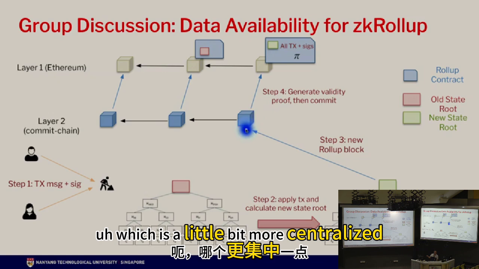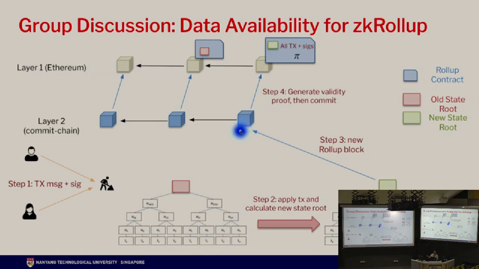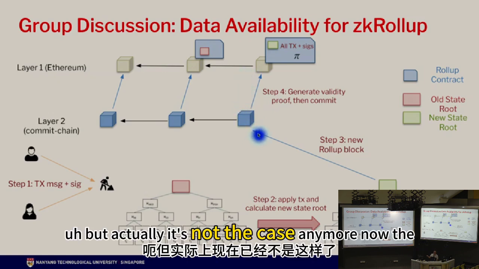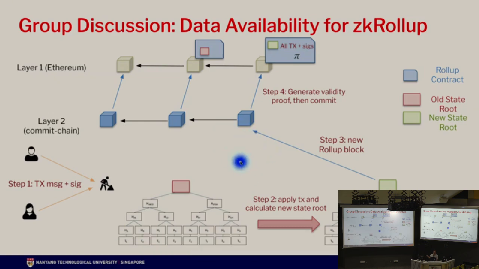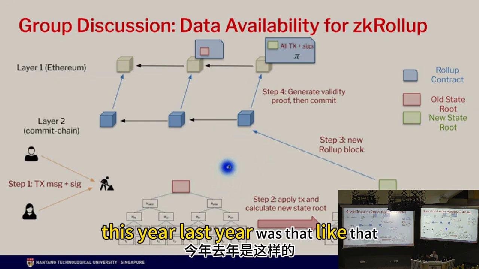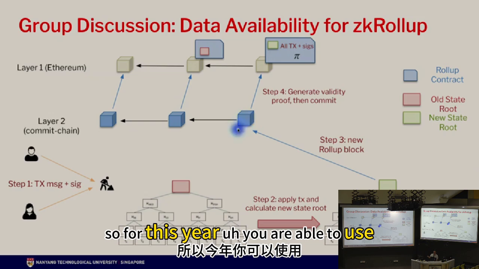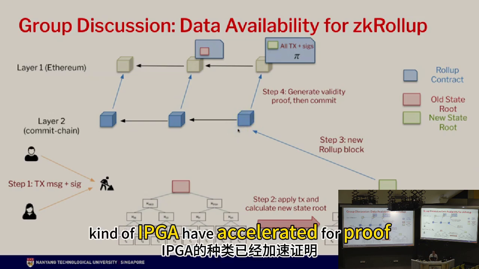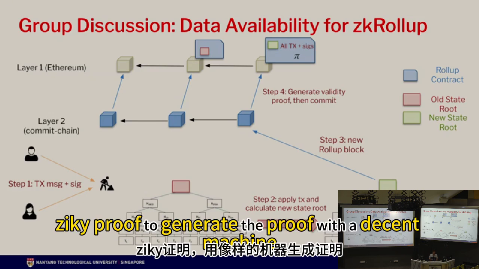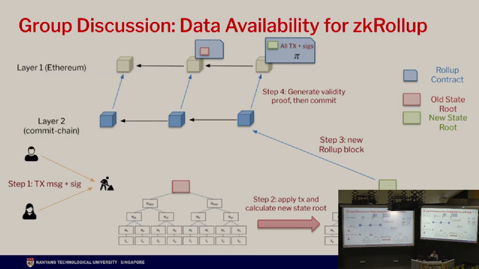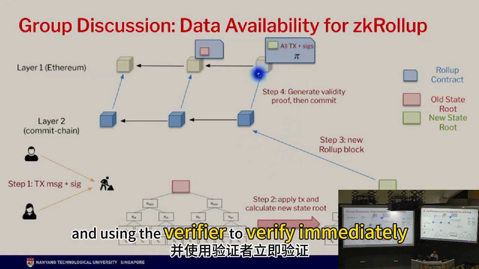Just now, I think Yuliang was talking about how ZK rollup is very expensive to generate the proof, which is a little bit more centralized. But actually, it's not the case anymore. Last year was like that. This year, you are able to use FPGA, hardware-accelerated ZK proof, to generate the proof with a decent machine, and use the verifier to verify immediately.